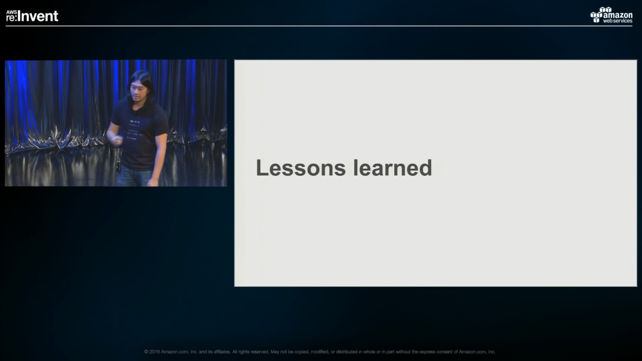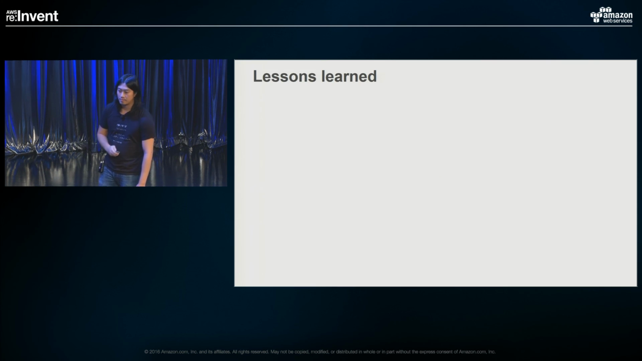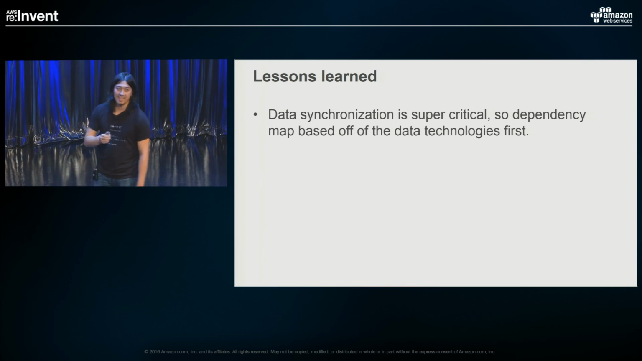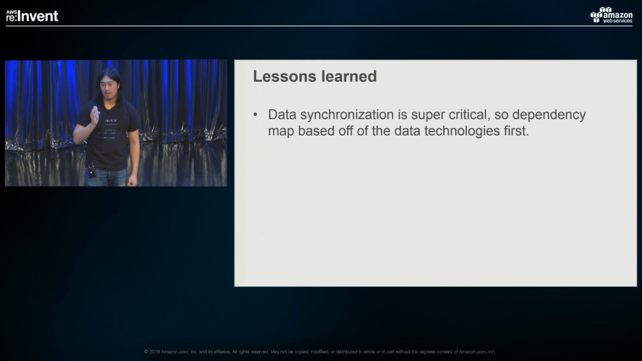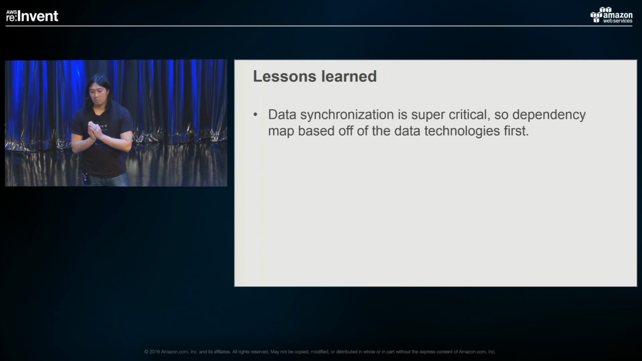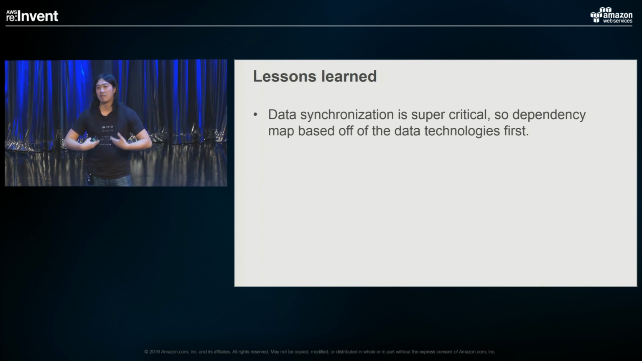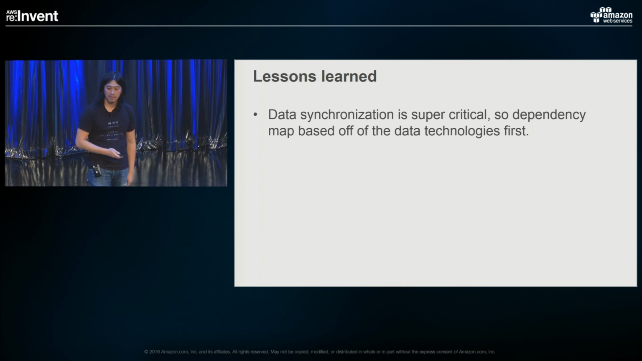So some lessons learned from this were these. Data synchronization is super critical. That is the number one thing you have to do. It is the dependency that every application has to go back to. So when you build your dependency map, you start with that first, and then from there, it should make sense. You use the graph technique that Alex showed, and then it will show you the path of how to go multi-regional and what apps to deploy first.